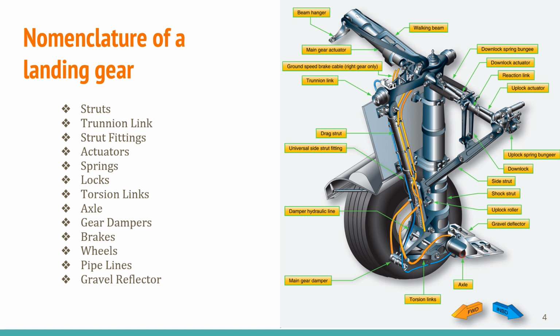Nomenclature of the landing gear, the components of the landing gear. The struts are the main components, then trunnion links, and strut fittings which connect other important components like actuators, springs, locks, torsion links, axle, gear dampers, brakes, wheels or tires, pipelines, and the gravel deflectors. The gravel deflectors are the most important component here. In the side picture you can see the other small components of the landing gear.